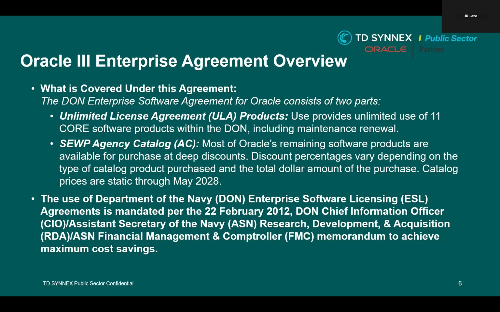Navy users can obtain access to these licenses by submitting a Memorandum of Agreement, or MOA for short, through the DLT Marketplace. In regards to the agency catalog, Navy customers can procure most of Oracle's remaining software licenses and cloud services that are not part of the unlimited license agreement at a pre-negotiated discount via the agency catalog, which has static pricing through May 2028. To procure licenses and cloud services available on the agency catalog, authorized customers should reach out to the Navy Oracle team at DLT for ordering procedures.